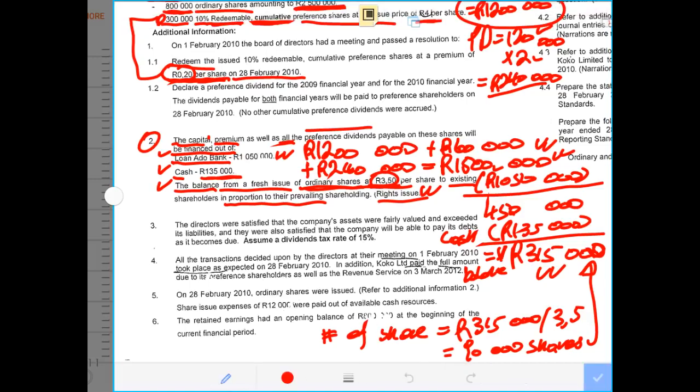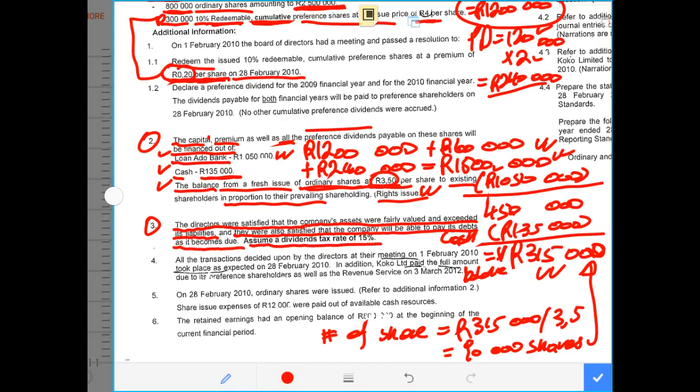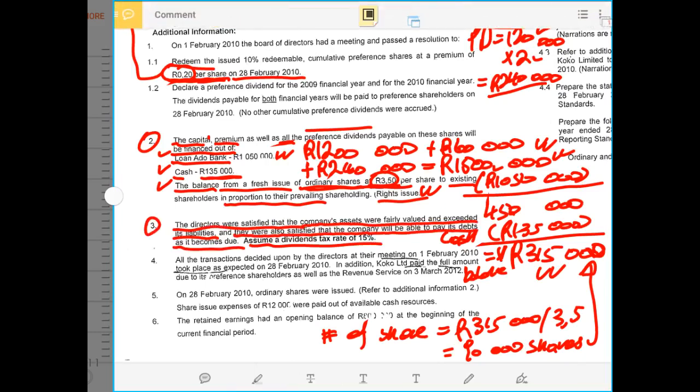They are very crucial. Then under number 3, it says that the directors were satisfied that the company's assets were fairly valued and exceeded its liabilities, and they were also satisfied that the company will be able to pay its debts as they become due. Assume a dividends tax rate of 15%. So that means we have to take into account dividends whenever we declare the preference dividends, and when the payment takes place, we also have to pay the dividends tax which is due to SARS, because the company is just withholding the dividends tax on behalf of SARS. So we have done that, or we will do that.